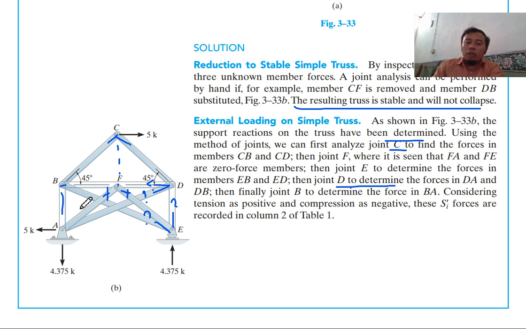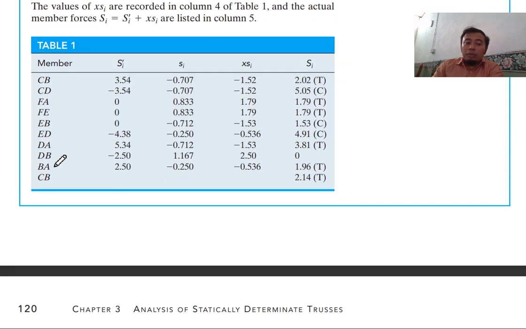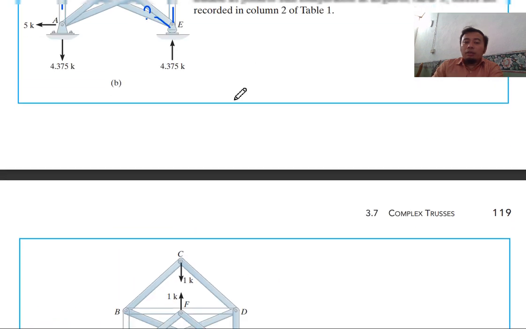So based on this structure, after all the substitution and reduction, you take away all the zero force members FA and FE. So you get your value of each force in each member as shown in this table. So in this column is your calculation of each force in the members based on the external force of 5 kilonewton there. This was the actual force.